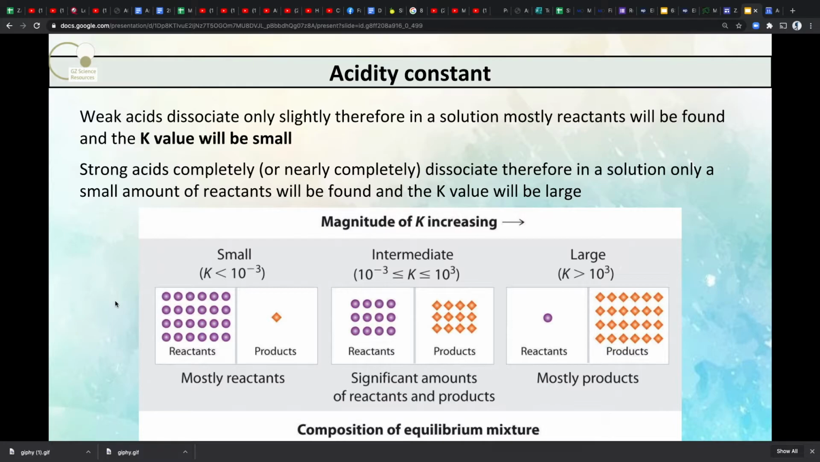So this is just refreshing us on what this magnitude of K means. I think we know this for the most part. If it's exactly 1, that means we have an equal concentration of products to reactants. That ratio is 1 to 1. But that's usually very unlikely.